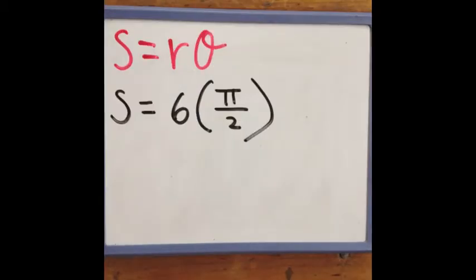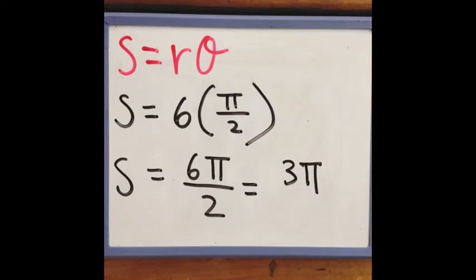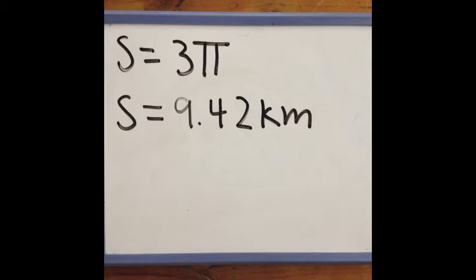So now you multiply the radius by the new theta in radians. 6 times pi over 2 will give you 6 pi over 2, and that simplifies to give you 3 pi. Finally, 3 pi is equal to 9.42 kilometers.